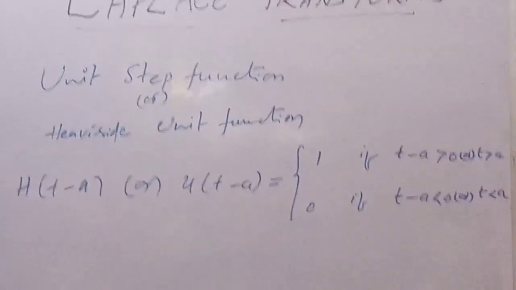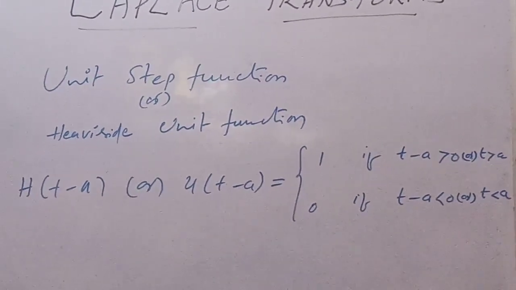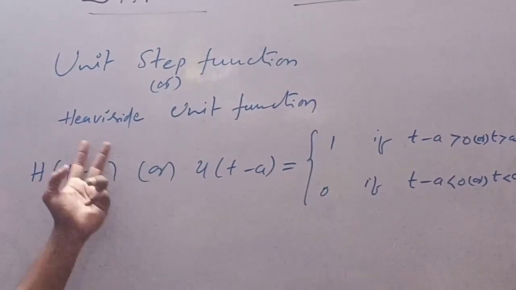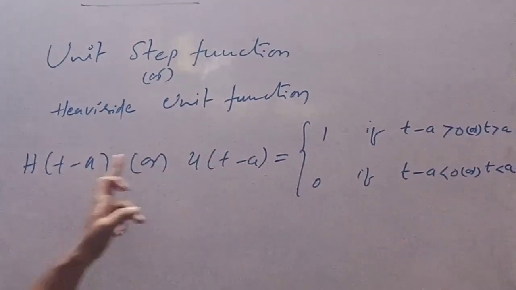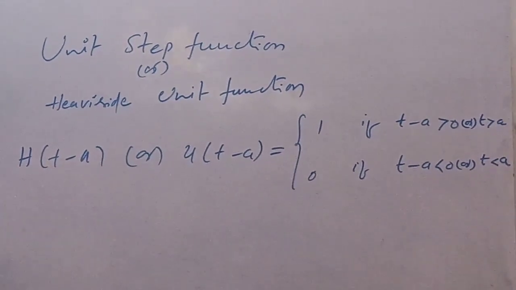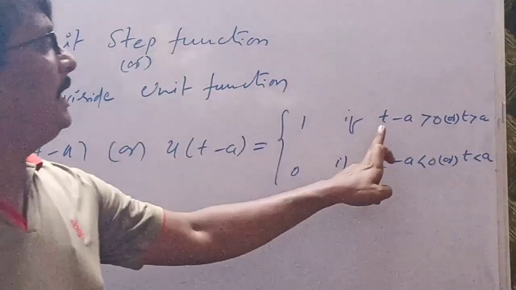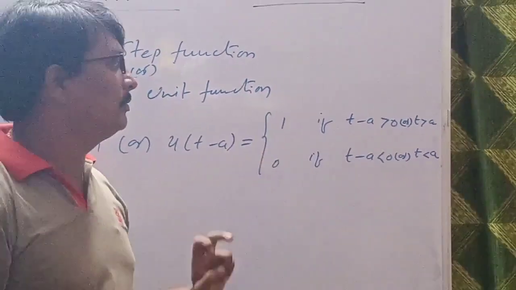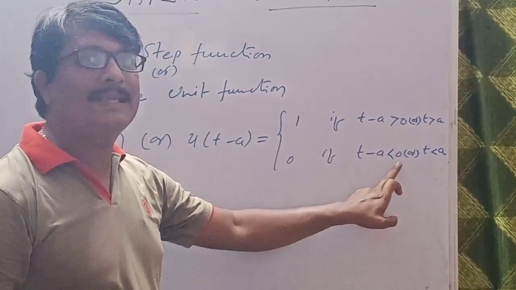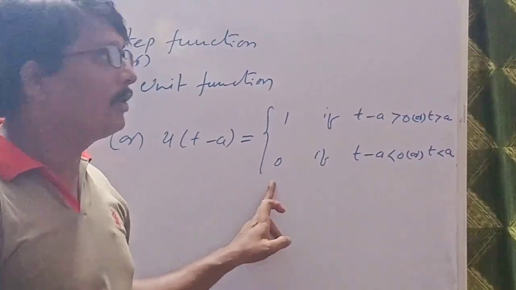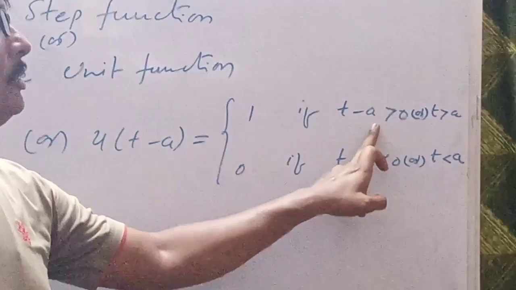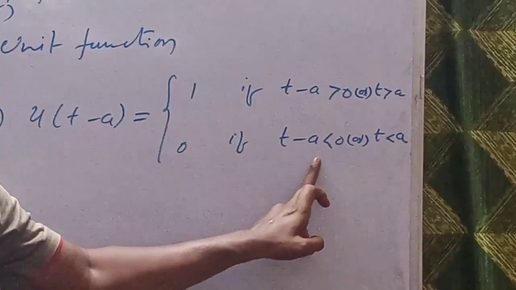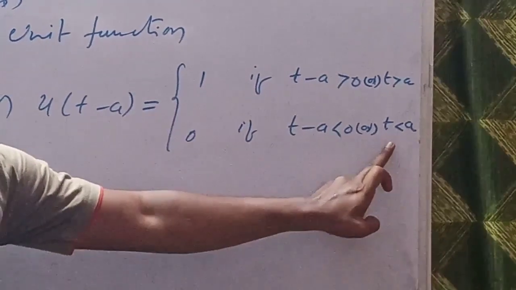Next one, unit step function or Heaviside unit function. The unit step function is denoted by u of t minus a or h of t minus a. It is defined by: when t minus a is greater than 0, its value is 1; when t minus a is less than 0, its value is 0. So t minus a greater than 0 means t greater than a, and t minus a less than 0 means t less than a.